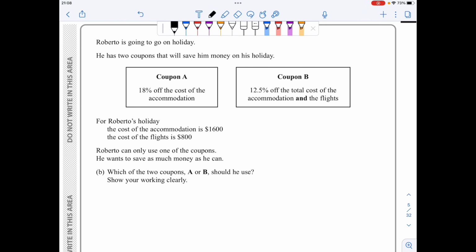For part B, I have two coupons. For the first one, I get 18% off, so the multiplying factor for this coupon is 82 over 100, which is 0.82. For the second one, I get 12.5% off, so the multiplying factor is 87.5 over 100, that's 0.875 as a decimal.